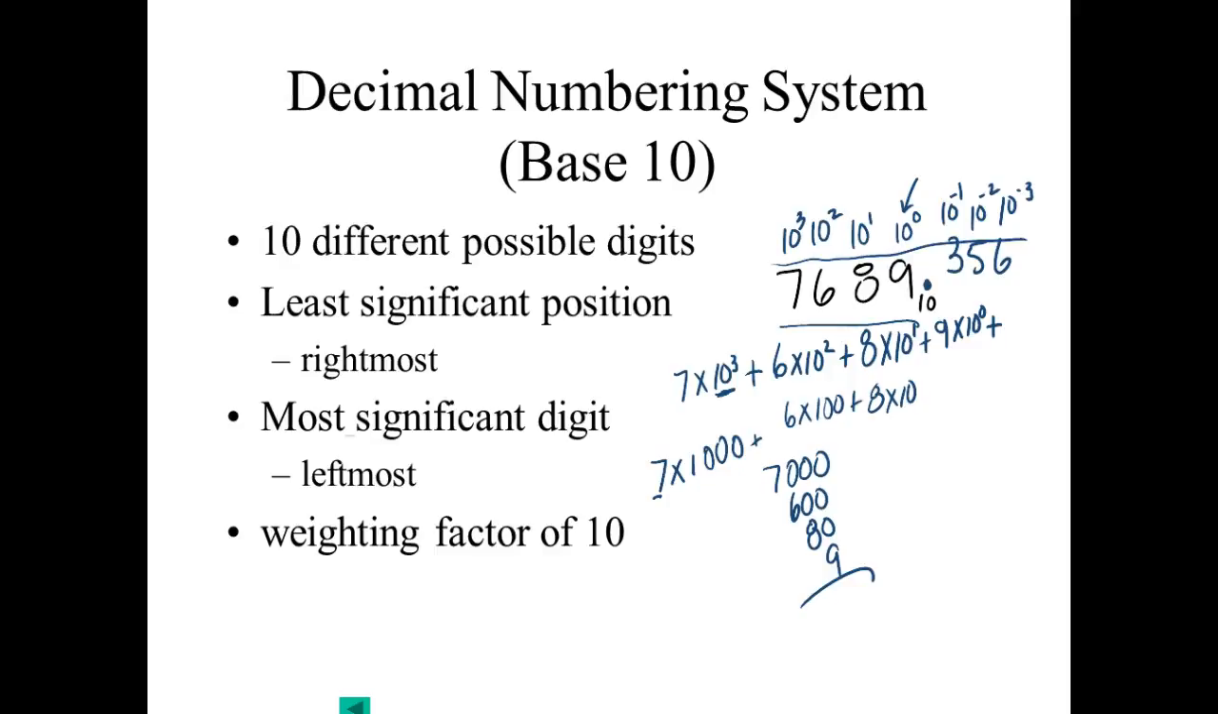So this is true for every weighted numbering system. Every digit holds a weight of that digit times the base raised to some power. I don't care if it's base 8, base 16. This is the way what we call weighted number systems work. Are we okay? So that's what this weighting factor of 10 means. So it's always the base raised to some power. Everybody okay? We call this positional notation.